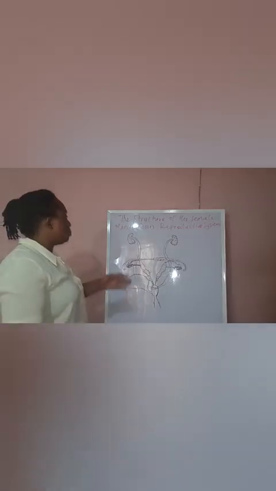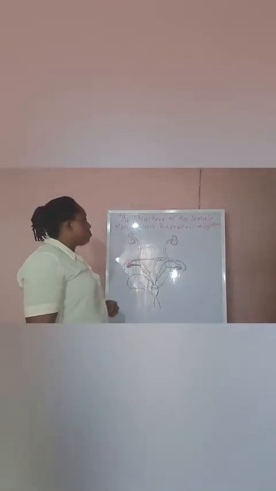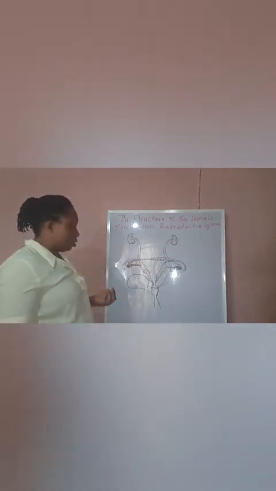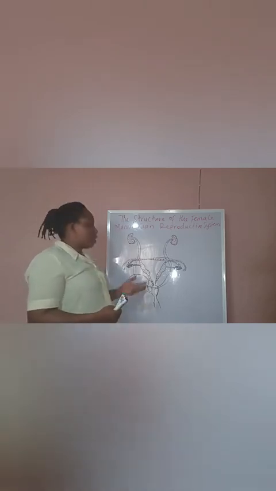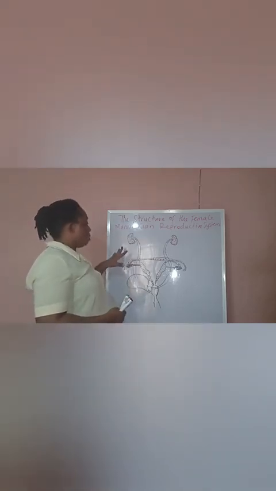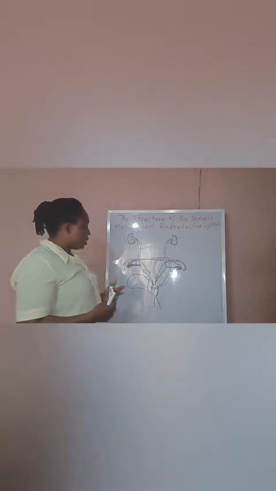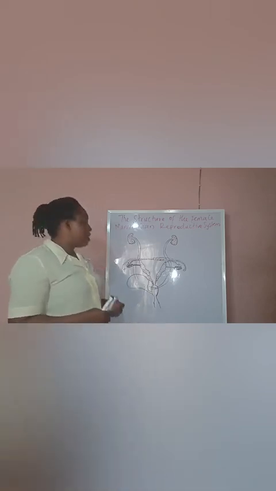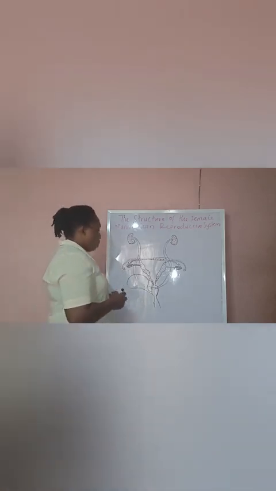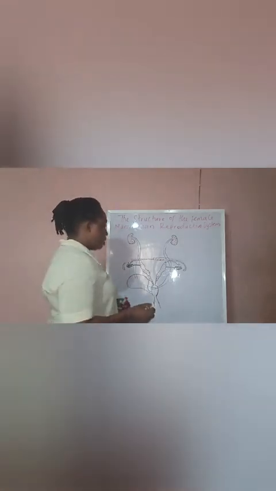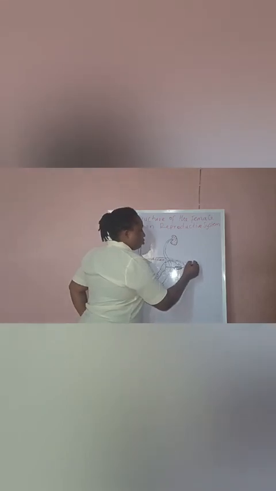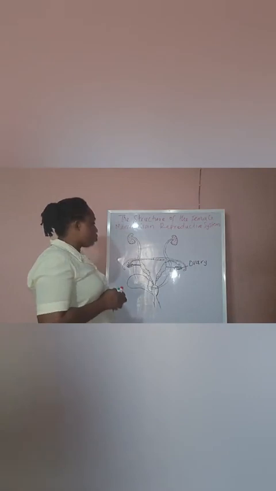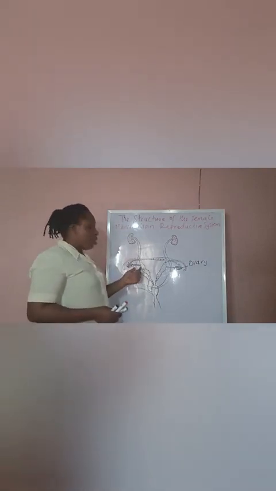We are going to be looking at the structure of the female mammalian reproductive system. Like we did for the male, this is the diagram showing the internal organs of the female reproductive system. The first one we're going to be talking about is this structure here called the ovary. We have two ovaries; as you can see on this other side, we have another one.